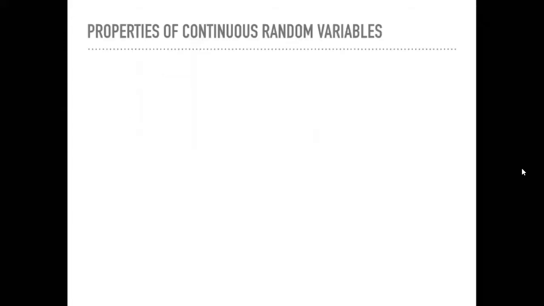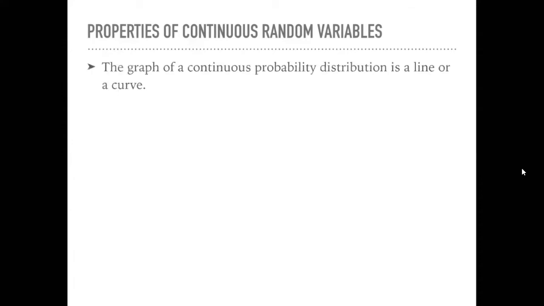So before we get into the distribution that we're going to spend our time on today, we're going to talk about some properties of continuous random variables that all the different continuous distributions share in common. So first, the graph of a continuous probability distribution is a line or a curve. And the probability is always represented by the area under the curve. So this is going to be some sort of line or curve that's above the x-axis. And the probability is the area between that line and the x-axis.